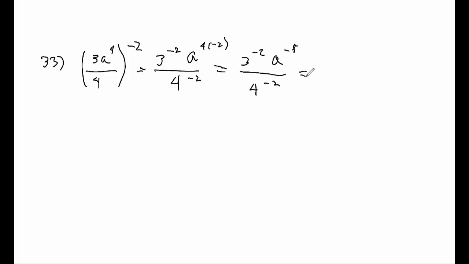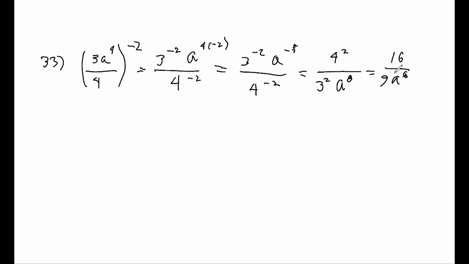So that means that the 3 to the negative 2 will have to go downstairs and become 3 squared. The a to the negative 8 will have to go downstairs and become a to the 8th. And the 4 to the negative 2 will have to go upstairs and become 4 squared. And now I just work it all out. So the top becomes 16 and 3 squared is 9. And then I get a to the 8th.